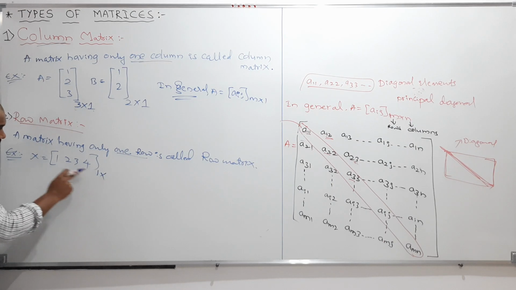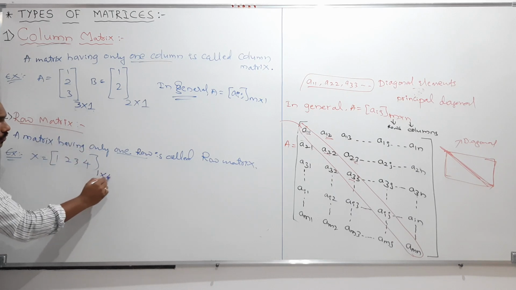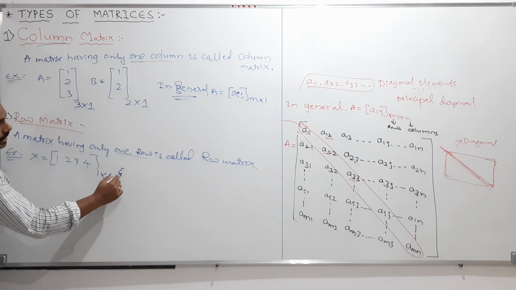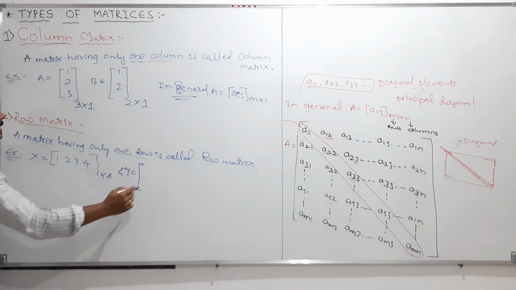Here it is. One row. And how many columns are here? 1, 2, 3, 4. Four columns are there. And my dear students, another example you can take, x.